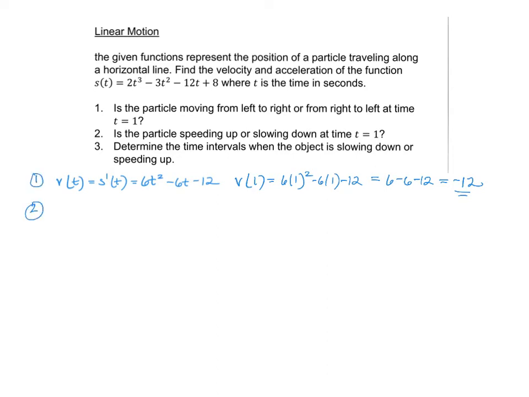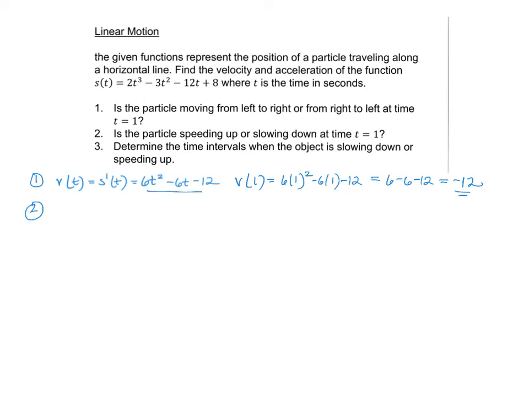Is the particle speeding up or slowing down at time t equals 1? So hopefully you saw the video, and the video says that if the velocity and acceleration have the same sign, meaning they're both negative or they're both positive, then that means the particle is speeding up. And if they have opposite signs, the particle is slowing down. So let's see. We already have the velocity function. The velocity is given by this.